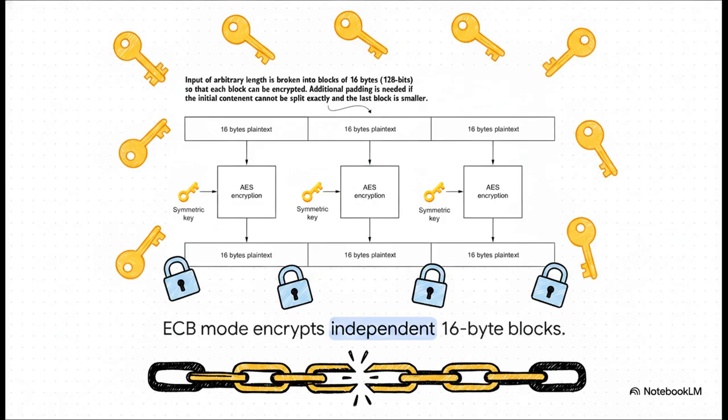The most basic mode you might instinctively think of is called Electronic Codebook, or ECB mode. In ECB, the system simply chops the input data into independent 16-byte blocks and then encrypts every single block individually using the exact same symmetric key. They are just lined up, encrypted, and concatenated back together. Sounds pretty simple and straightforward, right? But this simplicity actually introduces a massive, fundamental vulnerability into your system.